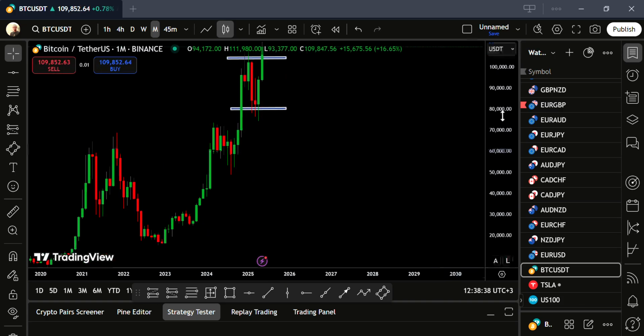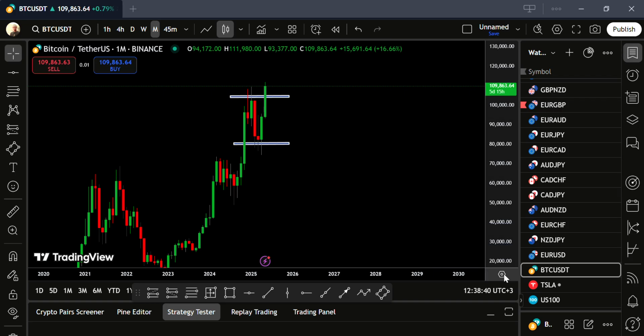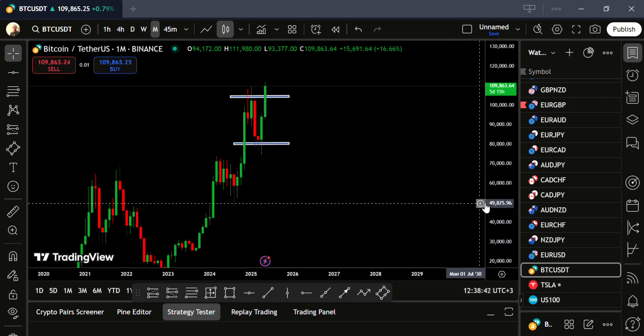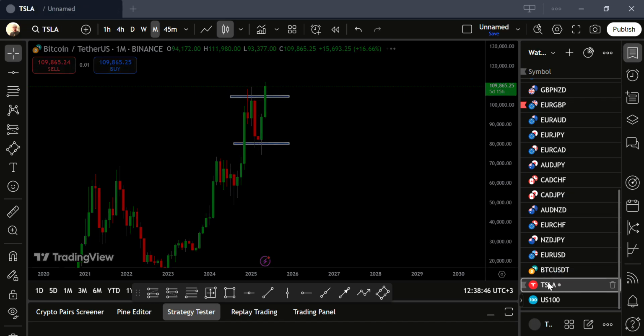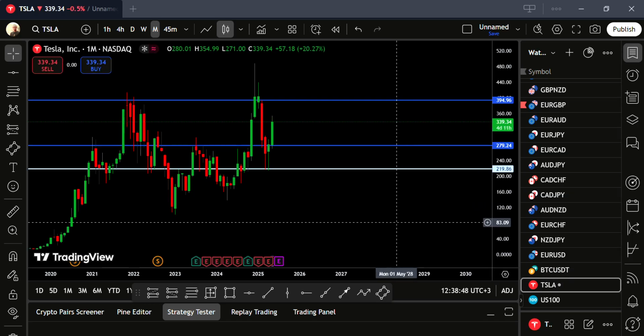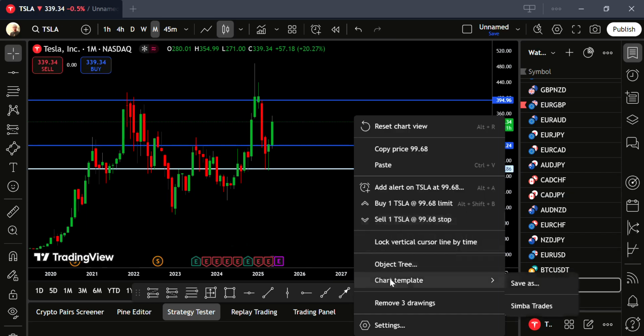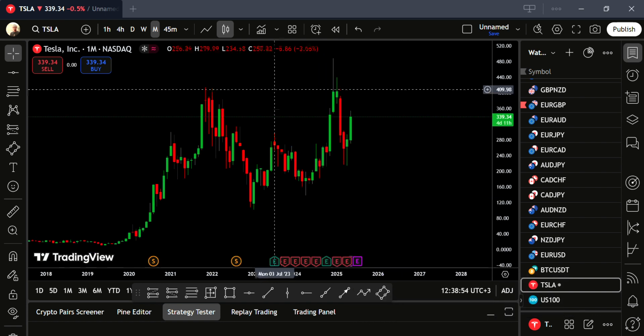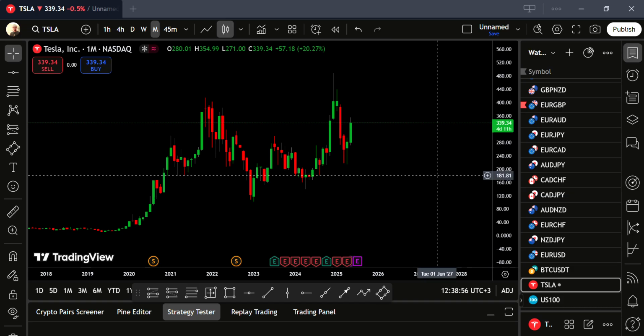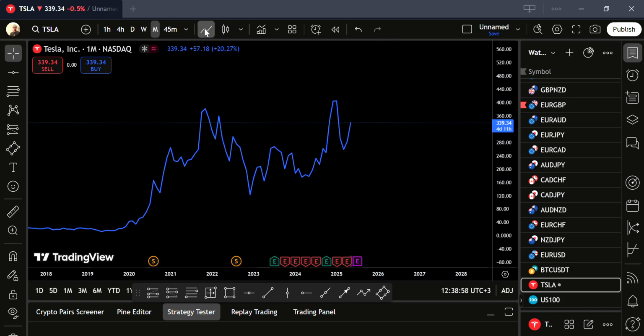You use the same procedure to do the support and resistance. So I'm going to go to the commodity here. This is Tesla, the monthly time frame. What is the first thing to do? Go to the line chart.